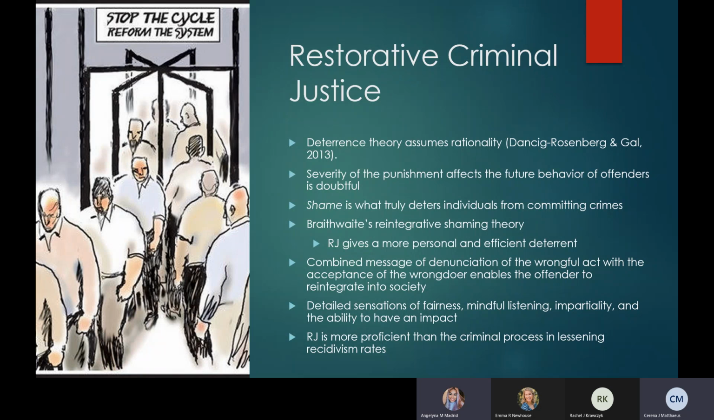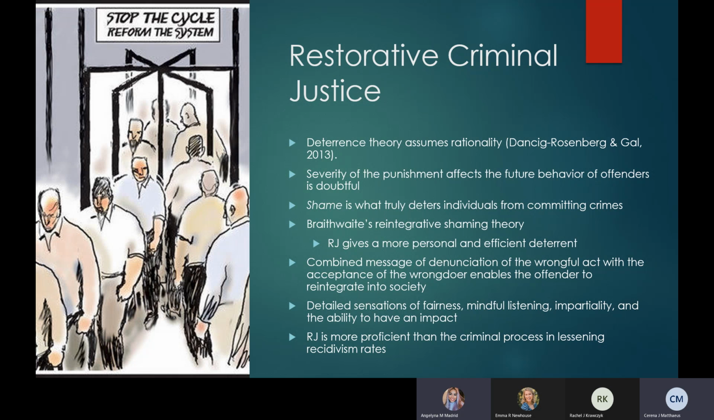So the article Restorative Criminal Justice says that deterrence theory assumes rationality, and it is doubtful whether the severity of the punishment affects the future behavior of offenders in certain types of offenses and certain segments of the population. And according to restorativists, shame is what actually deters individuals from committing crimes.